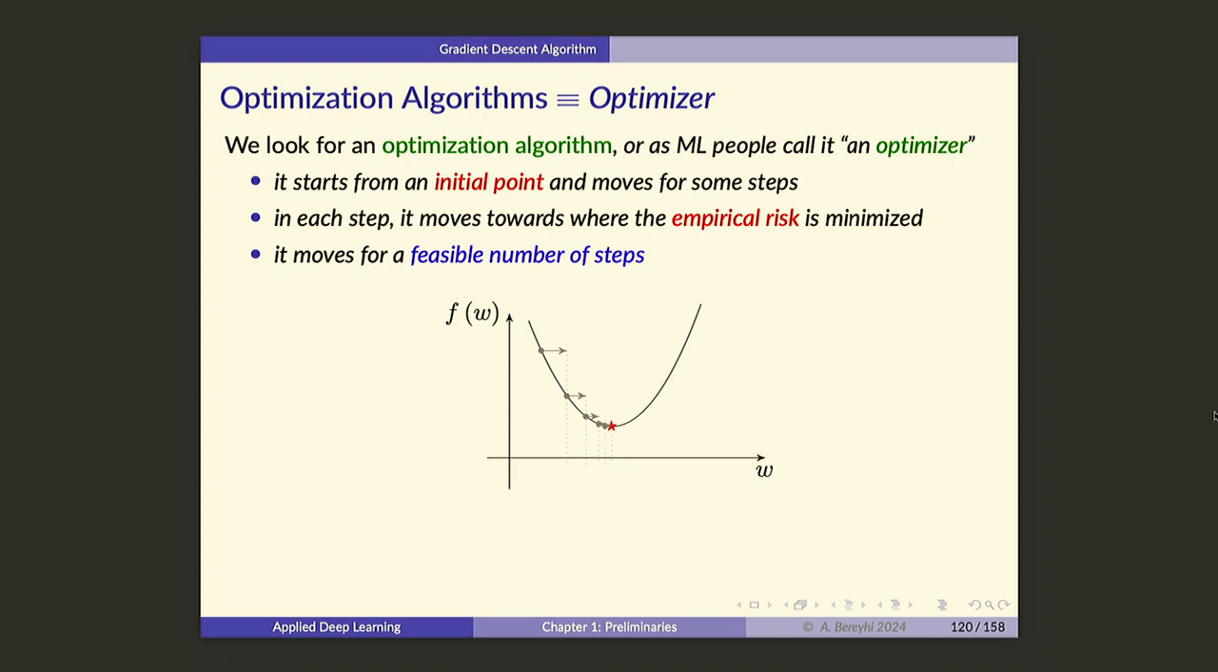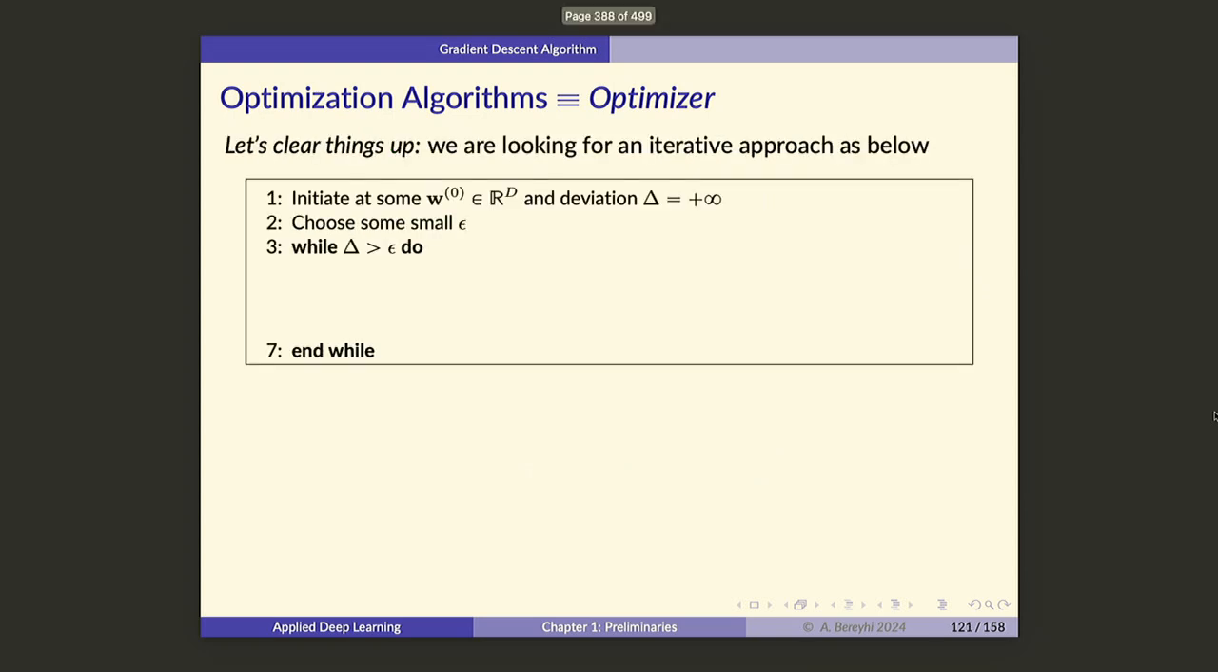So it's at least a local minimizer of the function that we are minimizing. Clear? So this is what we call an optimization algorithm, or optimizer. And we can always write it down in this form of pseudocode. So we can start with some initial points. So this is W0, in the very first iteration.